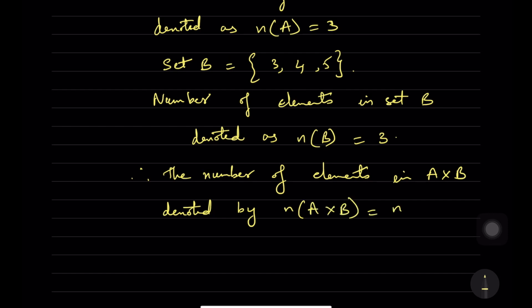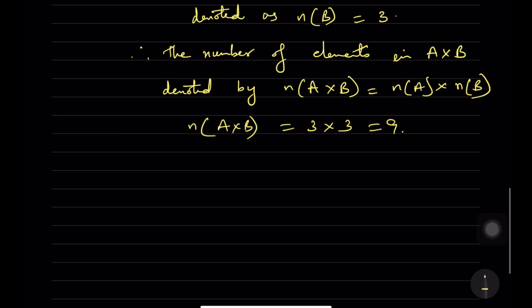n(A × B) is equal to the number of elements in set A times the number of elements in set B. So therefore n(A × B) is equal to 3 into 3, which is equal to 9. So the number of elements in A cross B is equal to 9.